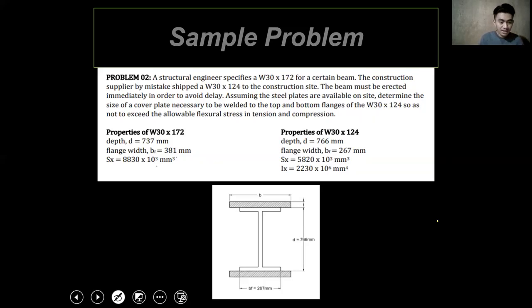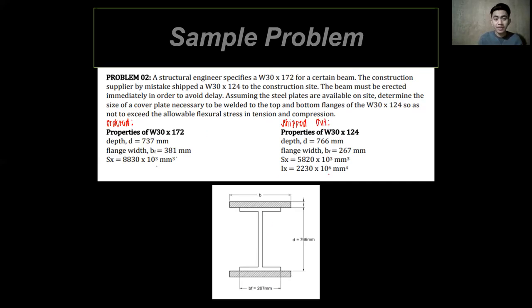Alright, so I think this is, palitan ko muna, red. This is the original, supposed to be this one. W30 by 172, this was yung ordered. This is what was ordered. However, W30 by 124, this was shipped. This was the material shipped out to the construction site. So kung ito yung original and then ito yung shipped out material, of course, we need to utilize yung shipped out material dito sa diagram natin.